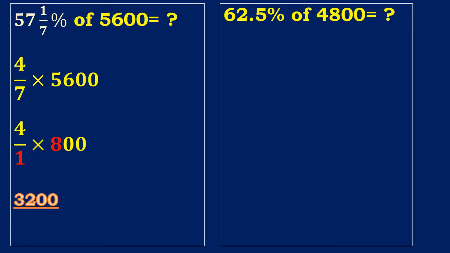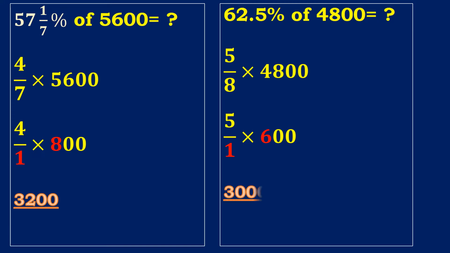Consider the second example. Calculate 62.5% of 4,800. 62.5% is 5 by 8. Then, 5 by 8 into 4,800. 8 goes here 6 times in 48. So, 6 into 5 is 30. As a result, the answer will be 3,000.